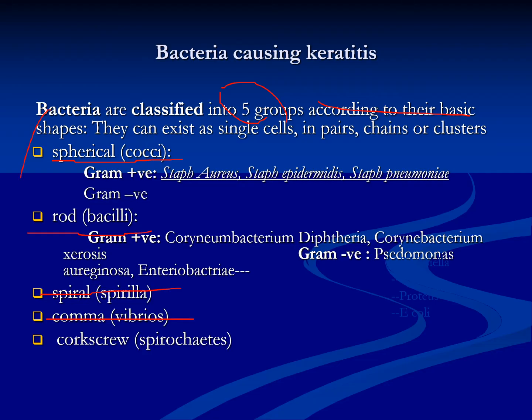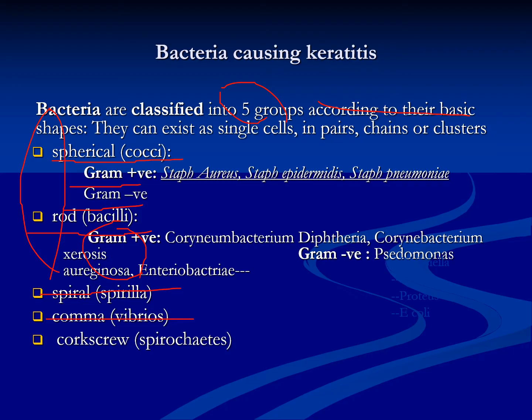Now, we will be mainly dealing with the cocci and the bacilli. So what you need to concentrate on is that if the cocci are gram positive, they are called gram positive cocci, and if they are gram negative, they are called gram negative cocci. We'll discuss that in more detail in coming slides. The rods can be gram positive or gram negative depending on whether they can take the gram stain or not.